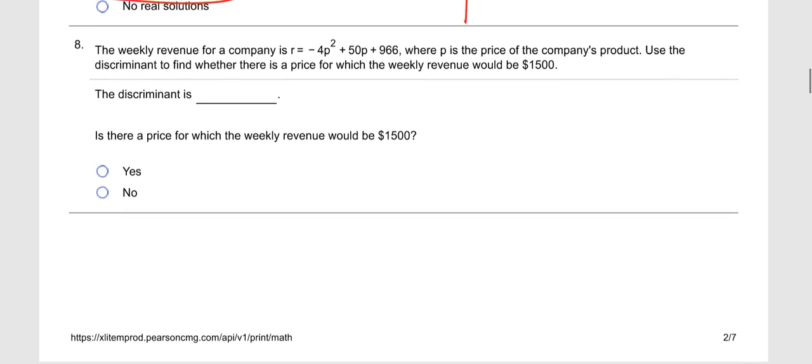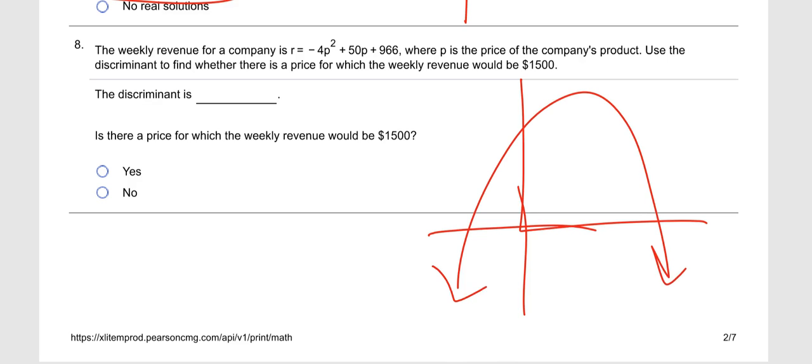Alright, question 8. Weekly revenue for a company is given by this formula. Does this parabola open up or open down? It opens down. So we're doing something like this. That's just the basic idea. We are obviously only interested in quadrant number 1 because prices and revenue need to be positive. Quadrant 1 is all this stuff up here where it's positive.